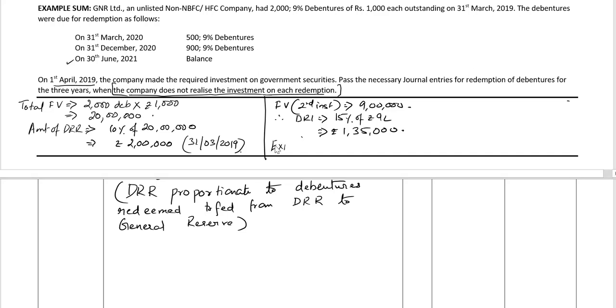The existing DRI for the current year was rupees 75,000. The DRI for the current year is less than the DRI for the next year, so we need to make additional DRI for the difference. 1,35,000 minus 75,000 comes up to 60,000. So let's make that DRI.